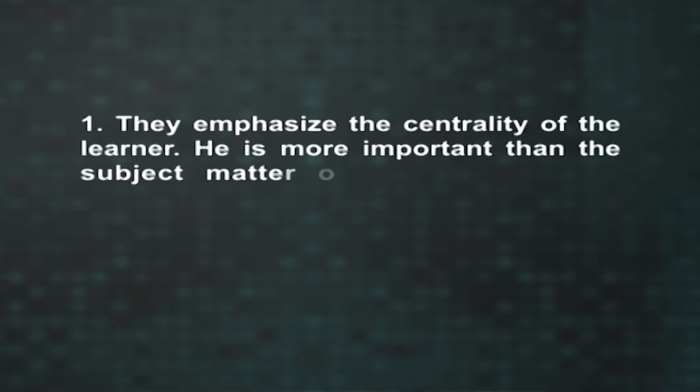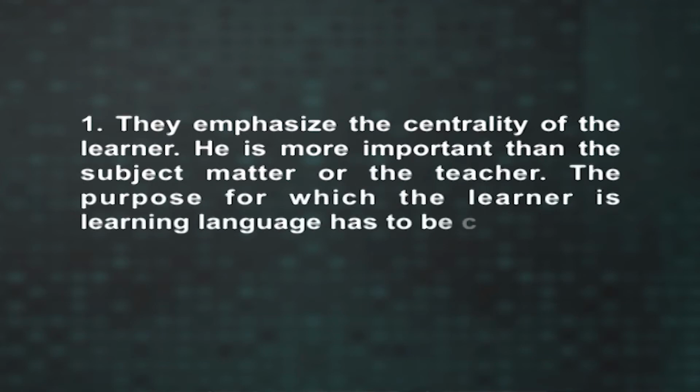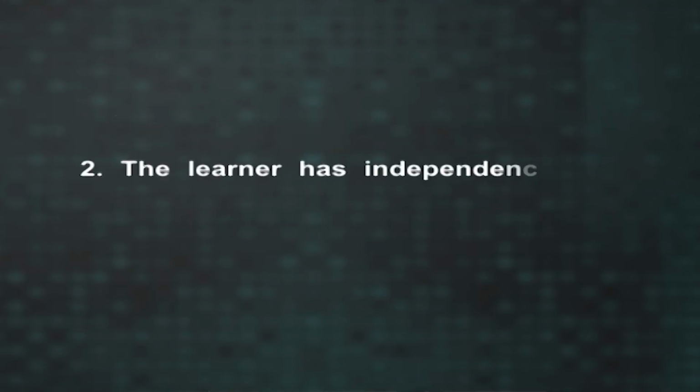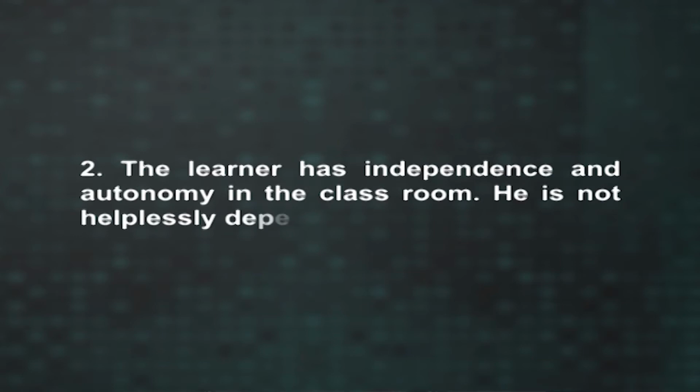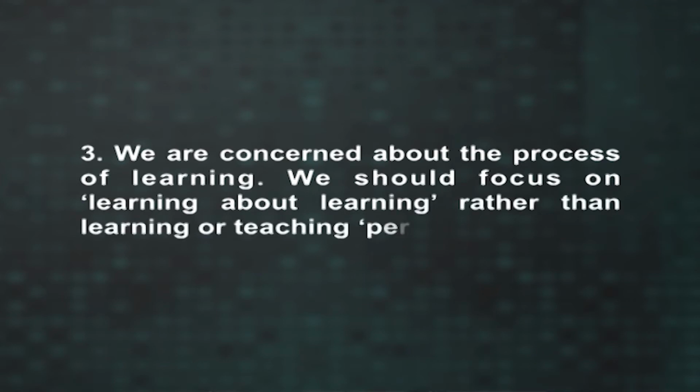Earl Stevick identifies 3 dimensions according to which humanistic courses differ from others. They emphasize the centrality of the learner. He is more important than the subject matter or the teacher. The purpose for which the learner is learning language has to be considered. The learner has independence and autonomy in the classroom. He is not helplessly dependent on the teacher. We are concerned about the process of learning. We should focus on learning about learning rather than learning or teaching per se.